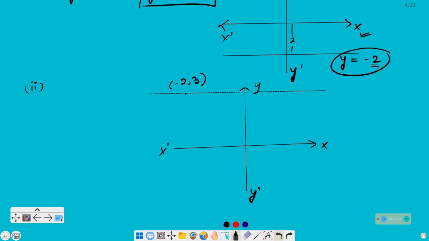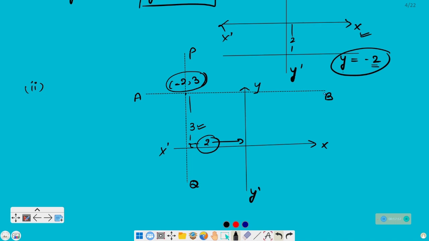To find the equation of this line AB. Second line parallel to y-axis. Suppose this line is PQ. We have to find the equation of AB and PQ. If the coordinate of this point is -2, 3, it means this distance is 2 and this distance is 3. This distance is in negative direction and this is in positive direction.